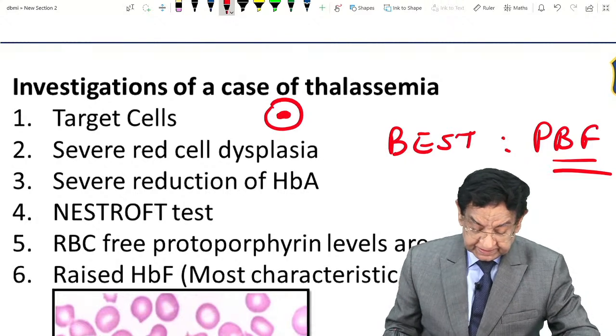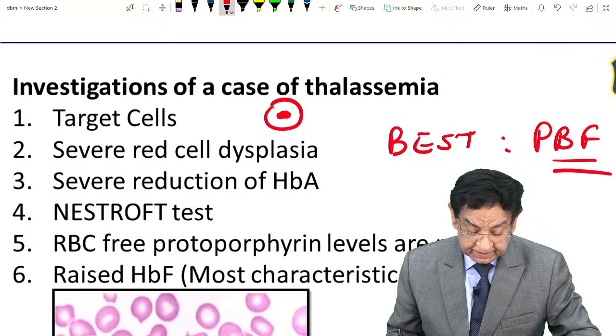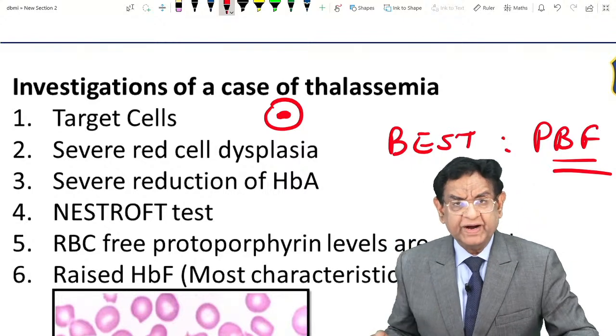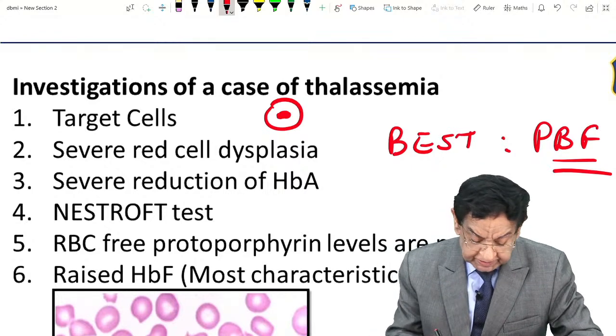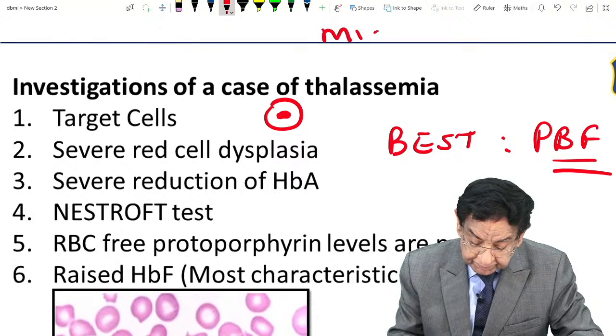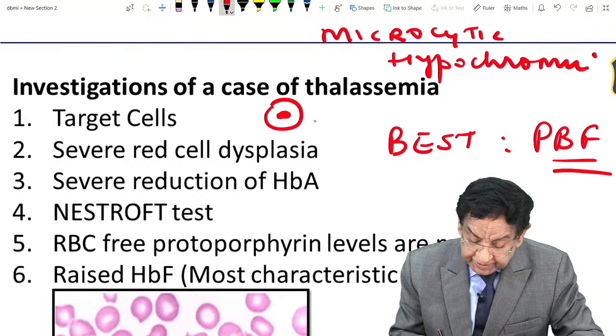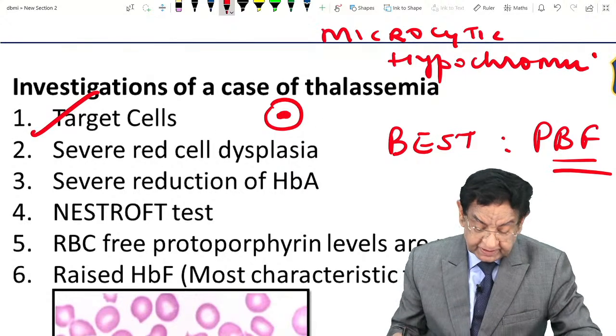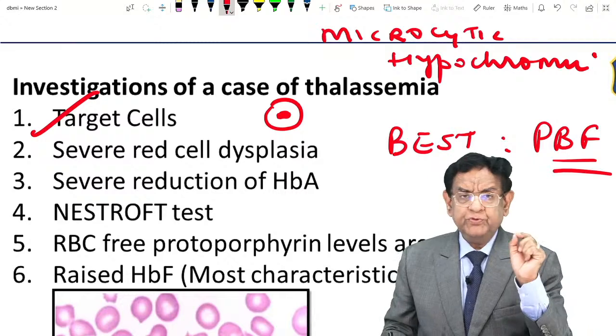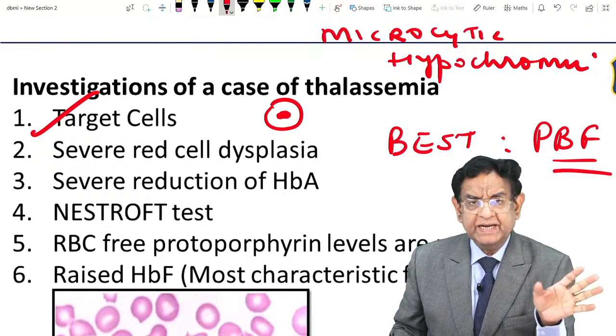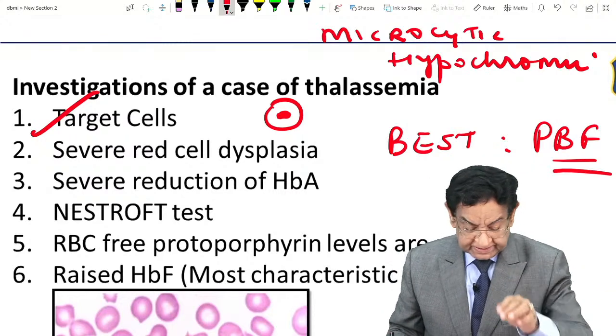Target cells are seen. Okay, this is a classical finding. There is a microcytic, hypochromic picture with target cells. If you get this finding, you are dealing 99% with beta thalassemia.